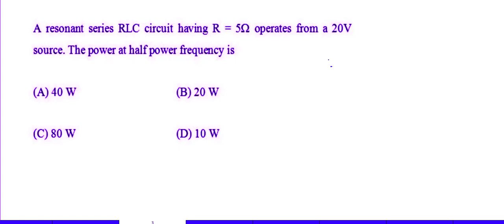So yesterday, network theory wizard solutions paper. The first question is the resonance series RLC circuit having R equal to 5 ohms operating from a 20 volt source. The power at half power frequency.